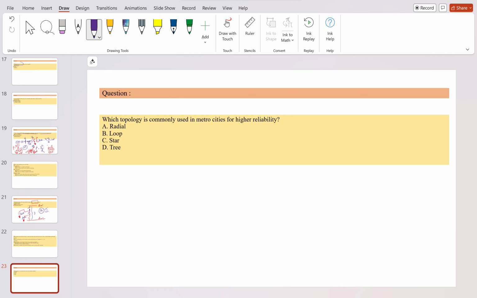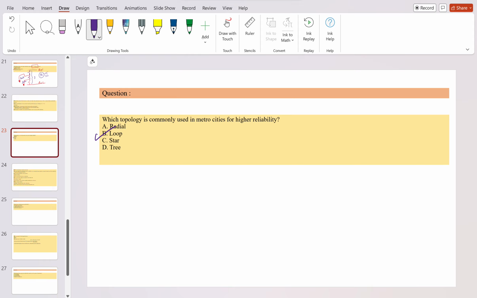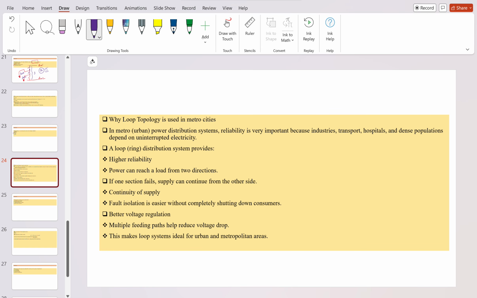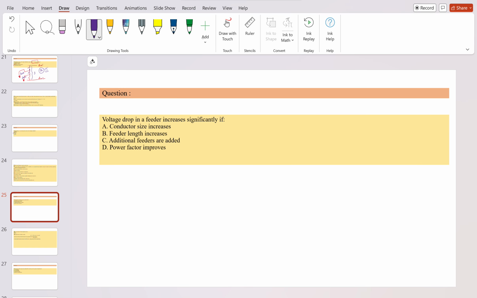Which topology is used in metro cities for high reliability? You have already seen that a loop topology is basically used. Here, let's try to see: the voltage drop in the feeder increases significantly if. Try to solve this. Try to think.